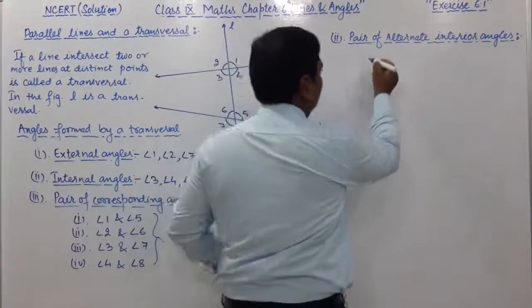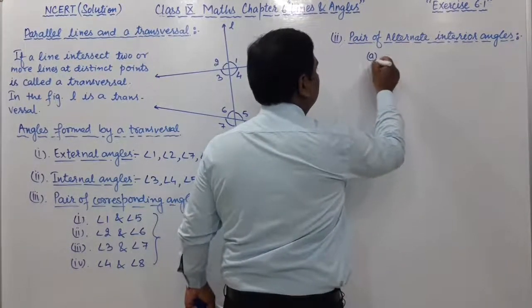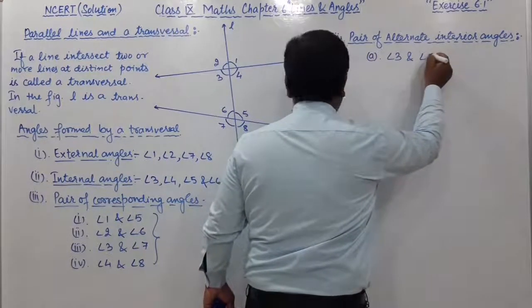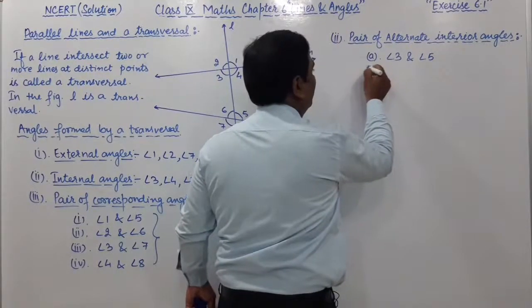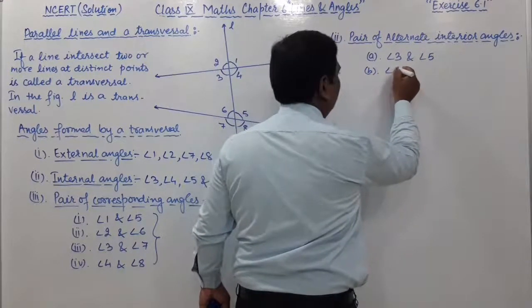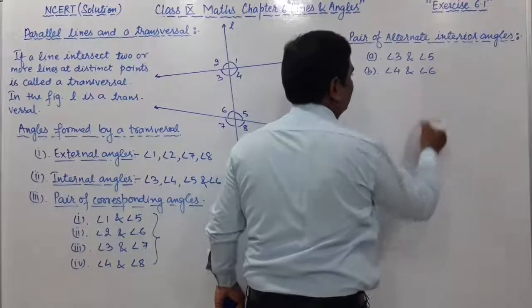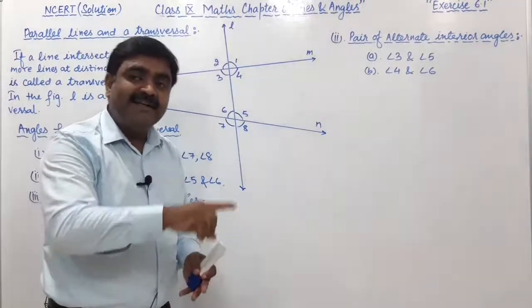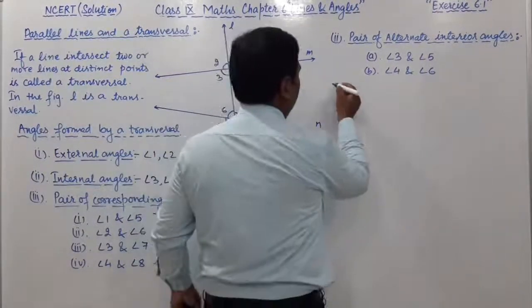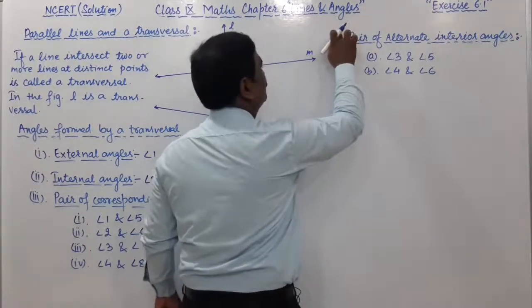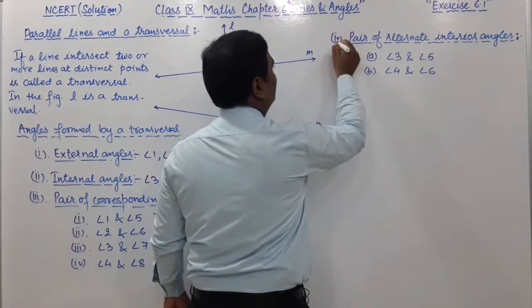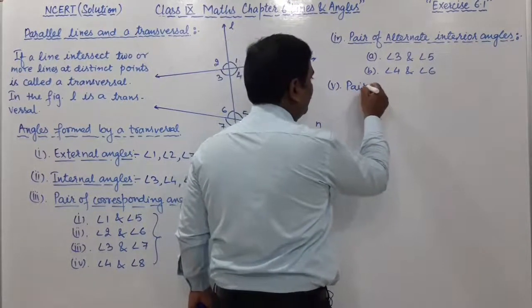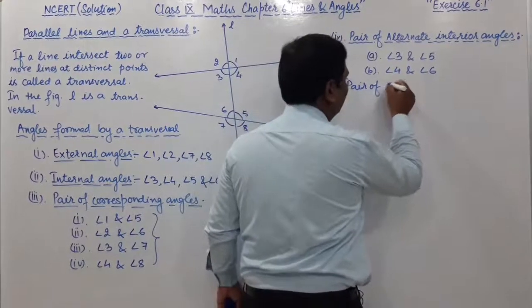So both the pairs we need to write down. First, angle 3 is alternate interior to angle 5, and second pair of alternate interior angles is angle 4 and angle 6. ये तो रहा अल्टरनेट इंटीरियर एंगल. अब आते हैं अल्टरनेट एक्सटीरियर एंगल पे. This was the fourth part. Now fifth part, pair of alternate exterior angles.